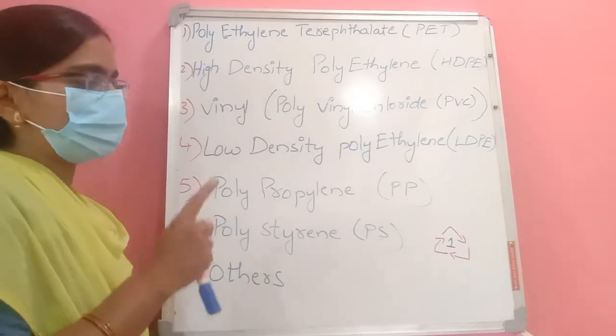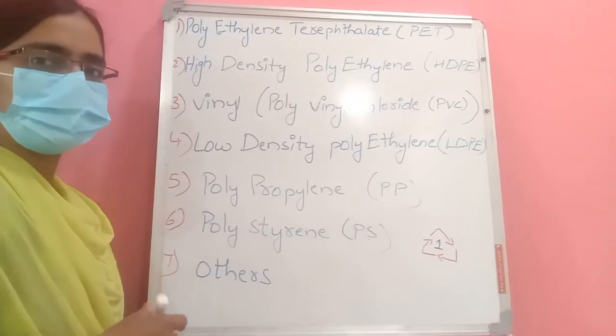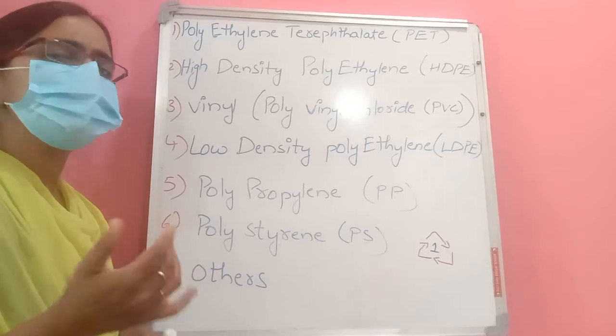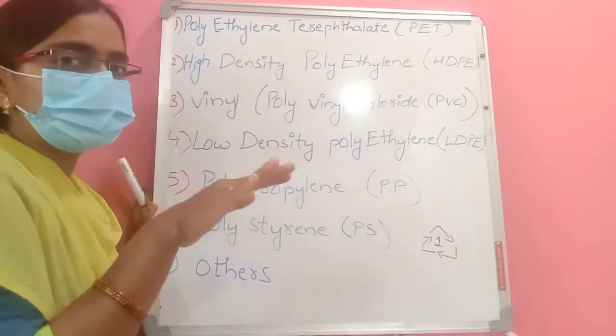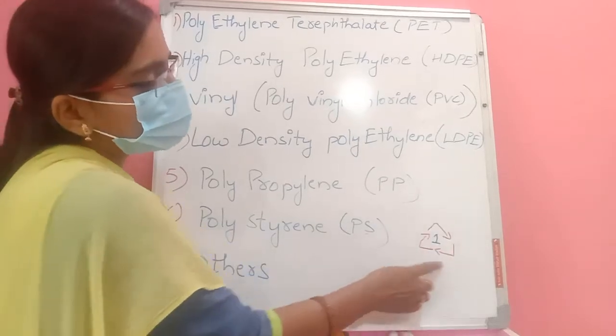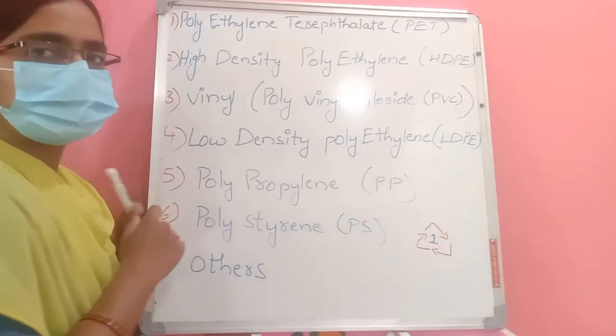That is number 7. If you observe any cool drink bottle or any other plastic bottle, you can observe at the bottom of that bottle this triangular shape, like this. Triangular shape.